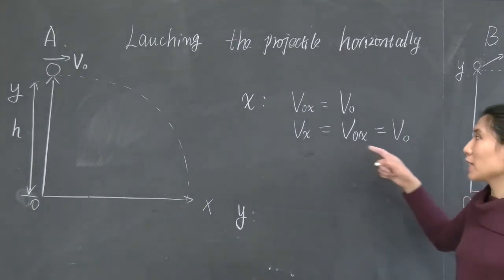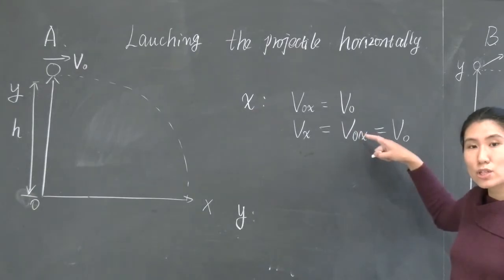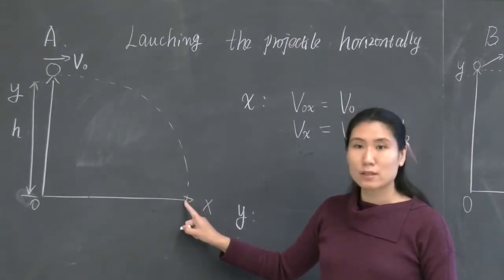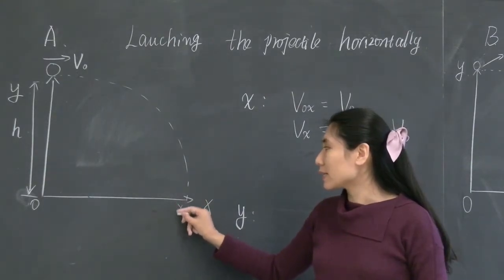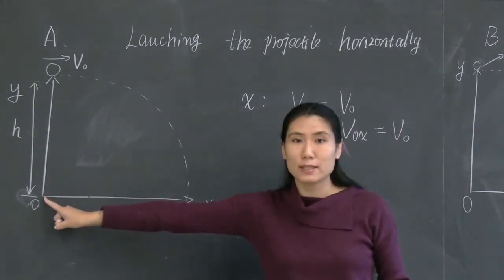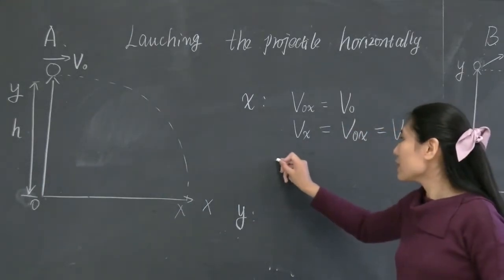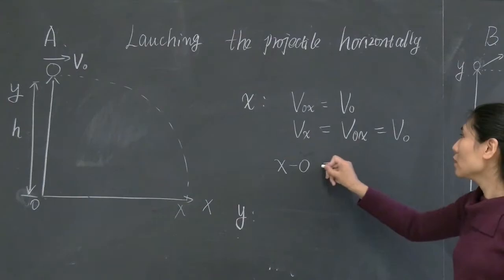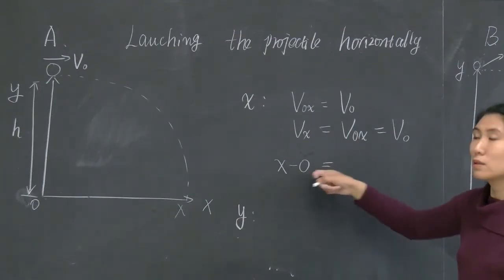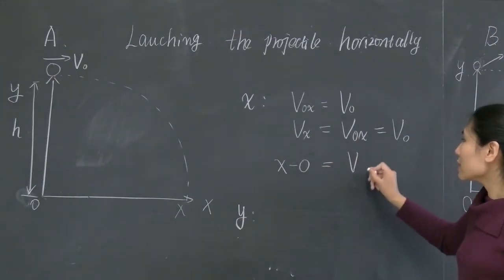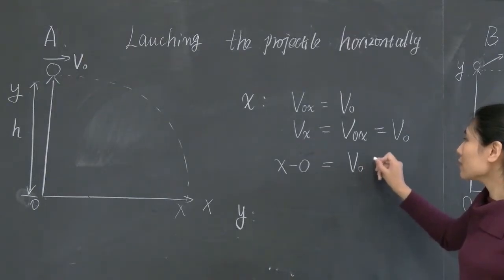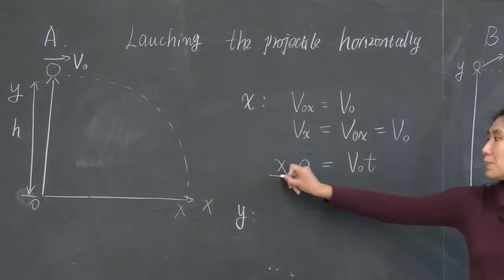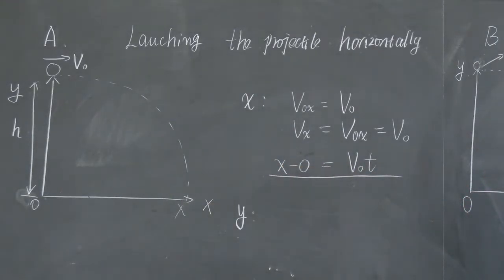As time changes, the distance changes along the x direction. Let's call the position where it falls on the ground x. The initial position is 0. So the distance change along the x direction, x minus 0, equals, because it's a constant velocity, constant velocity times time. So this is the displacement along the x direction.